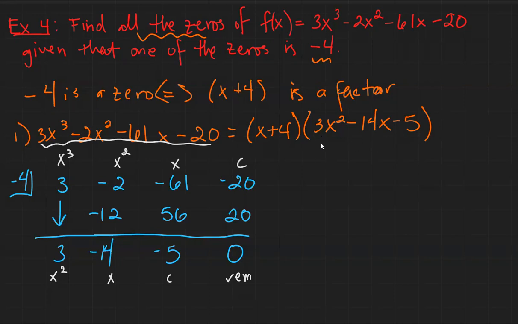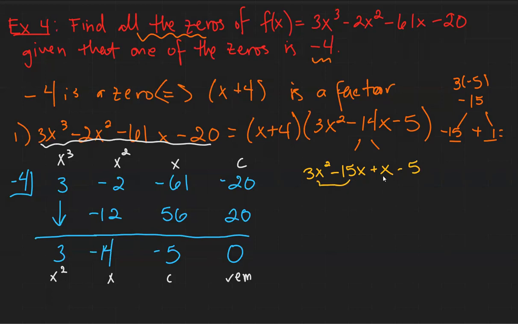Well, it's a quadratic where the a is not 1, so we need to do a times c. 3 times negative 5, that is going to be negative 15. What two numbers multiply to negative 15 and add up to negative 14? Well, that will be negative 15 and positive 1. So then I separate my negative 14x into that. Okay, I get 3x squared minus 15x plus x minus 5. Factor by grouping.